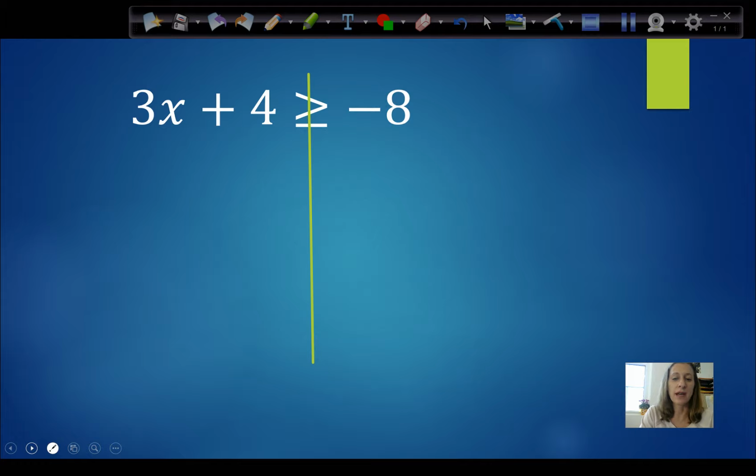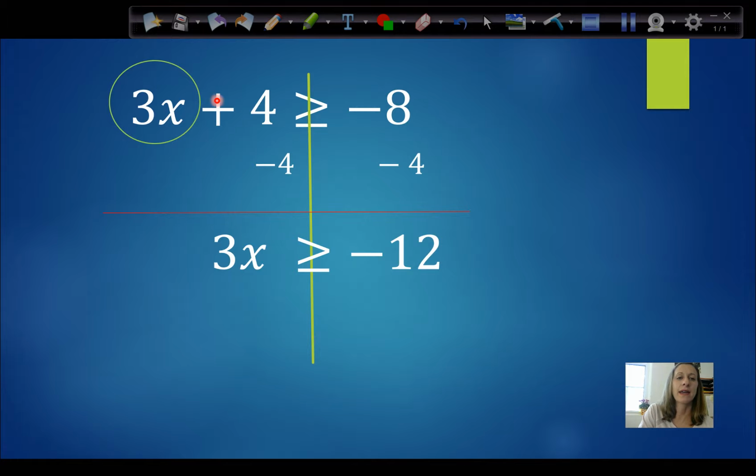So we're going to draw a line down our equal sign just like we've been doing in class, and now we're going to start solving. I want to get x by itself. To solve for x, I need to get rid of this plus 4. So I'm going to subtract 4. Now I have canceled my 4's on the left-hand side, and now I have 3x. I've brought my inequality symbol down, greater than or equal to, and then negative 8 minus 4 is negative 12.